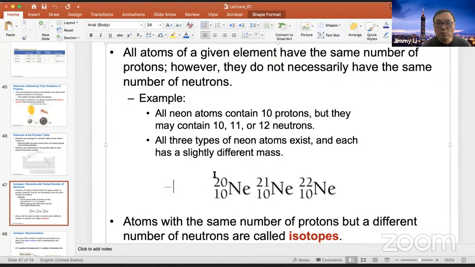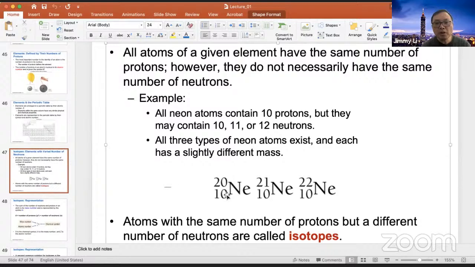The mass number is important because this is what the definition of isotope is about: atoms of the same element with the same number of protons but a different number of neutrons. That is the definition of isotopes. Neon-20 has 10 protons and 10 neutrons. Neon-21 has 10 protons and 11 neutrons. Neon-22 has 10 protons and 12 neutrons.